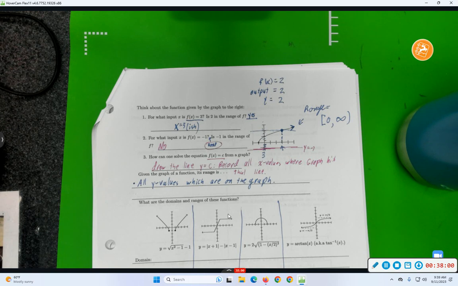All right, let's do it. So that first function, if you like, is the square root of x squared minus 1, minus 1. But you don't really need to know that to compute the domain or range from a graph, right? That's extra information for context. What's the domain of that function?